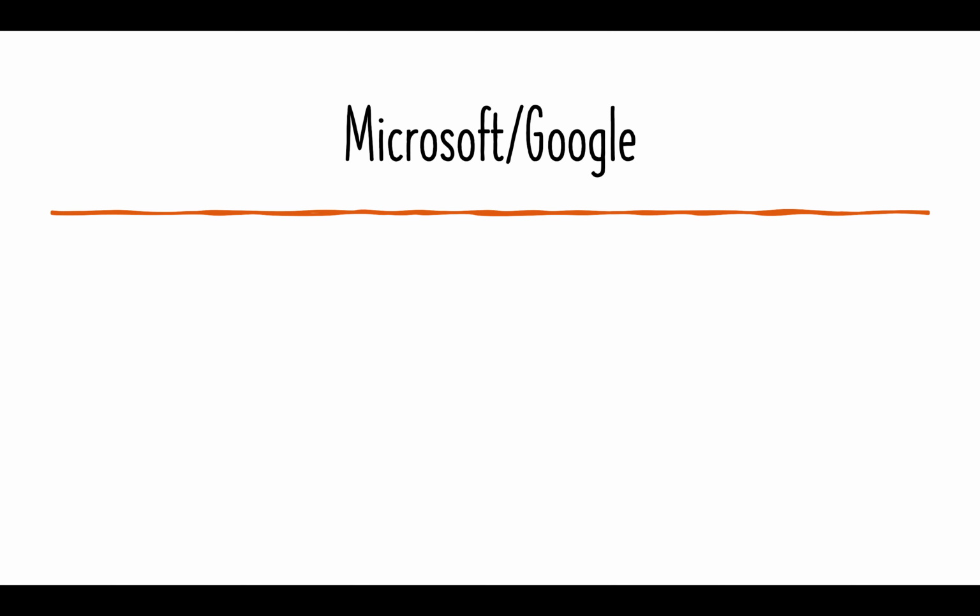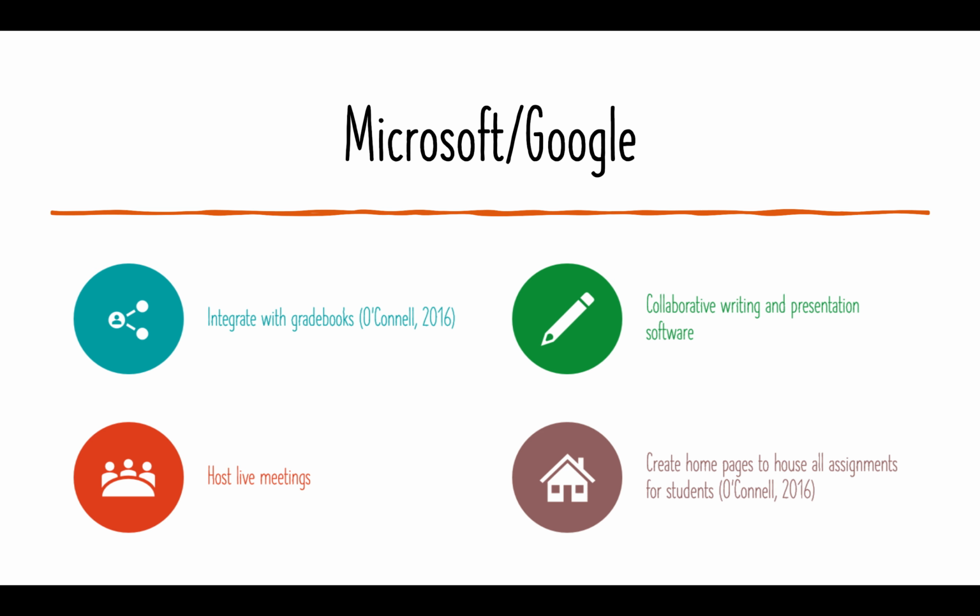Microsoft and Google software programs are excellent examples of collaboration and communication tools that are easy for educators to learn and use in the classroom. Some benefits to using these tools include the ability for both programs to integrate with gradebook systems, O'Connell 2016. Additionally, both programs have writing tools, presentation tools, and the ability to host live meetings with students. Finally, home pages can be created where students can easily access writing or presentation assignments in order to collaborate with peers and can also access live meetings. O'Connell, 2016.